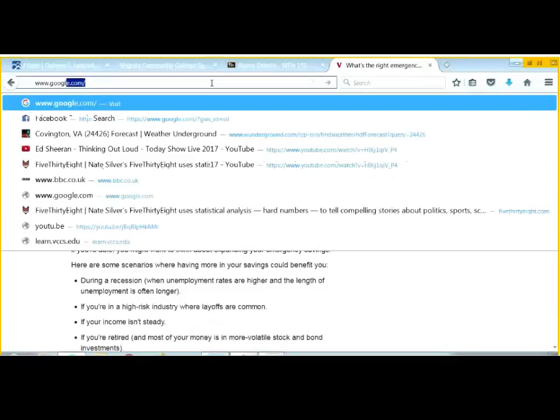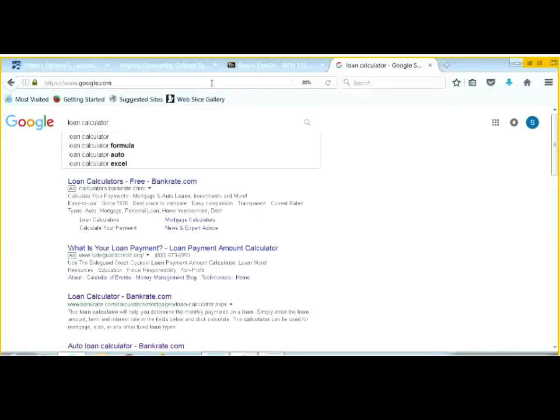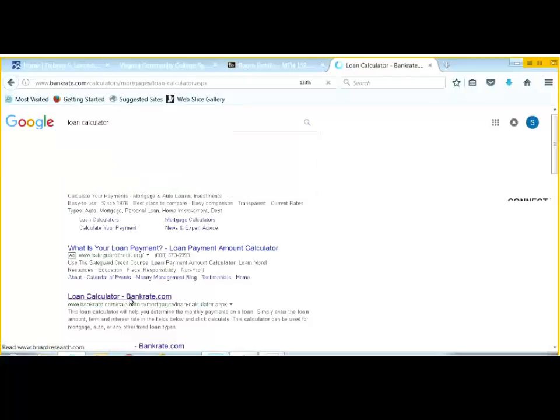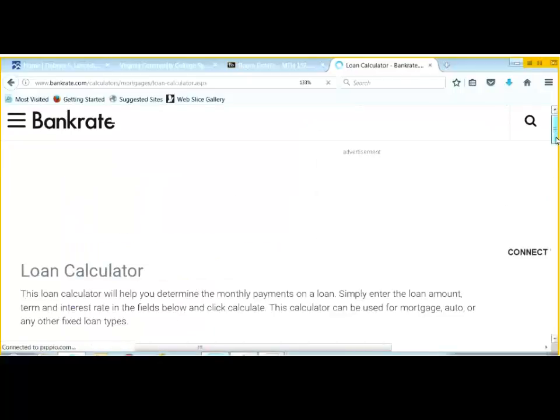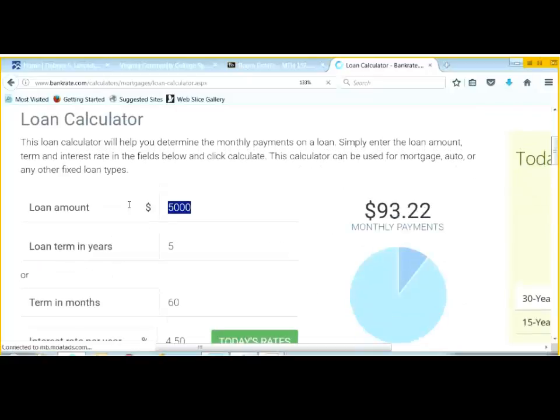So I'm just going to go to Google. All you have to do is look up loan calculator. It doesn't matter what kind of loan it is because they're all the same. Whether it's a mortgage or a car, same calculation, just more money for a house. This is bankrate.com, which is reputable. The things you have to input to calculate your monthly payment: first, how much you're going to borrow. I'm going to say I want to borrow $20,000 for my car. I'm not a spendthrift.